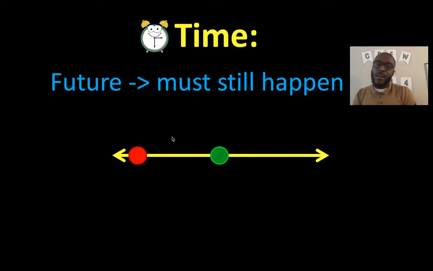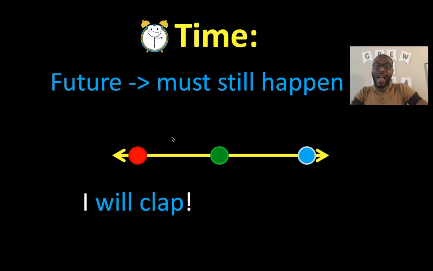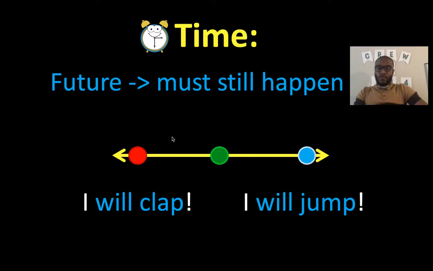And the last verb tense we're going to talk about today, friends, is future. Future tense talks about an action that is going to happen. And you always add the word will in front of the base verb. For example, I will clap, something that is going to happen. And I will jump. We talked about helping verbs last week. Will is helping that verb out.